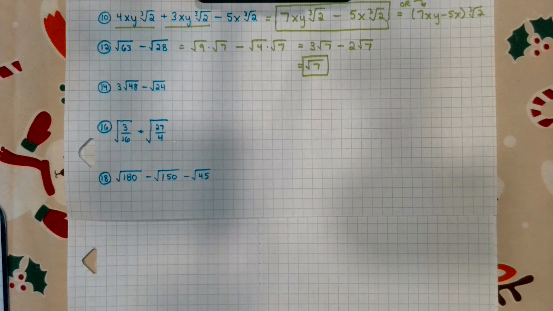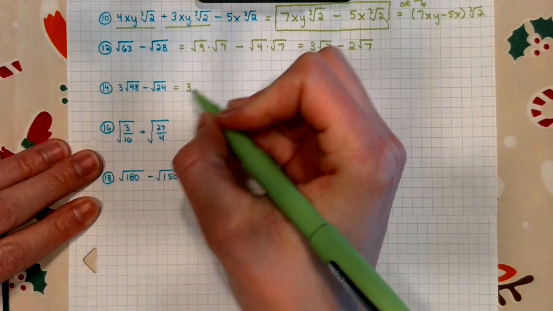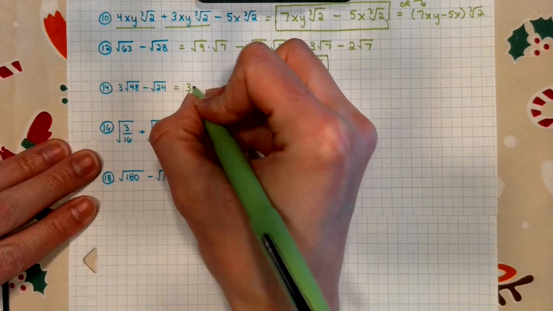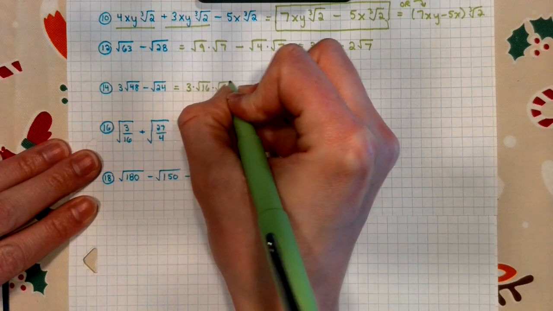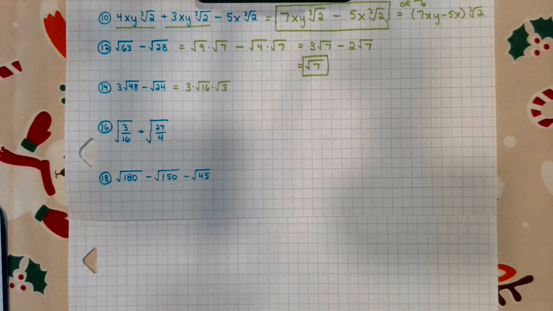On number 14, we're going to do the same idea as the last one. So we're going to rewrite this. We're going to have 3, and then instead of writing it as square root of 48, we're going to write this as the square root of 16 times the square root of 3, since 16 times 3 is 48. And we're writing it that way again because we want to factor out any of those perfect squares and actually evaluate that.